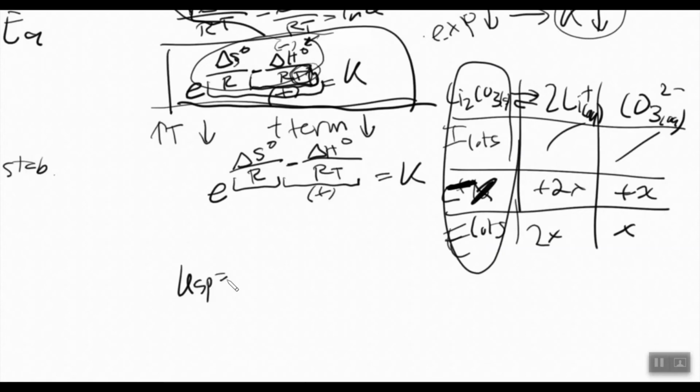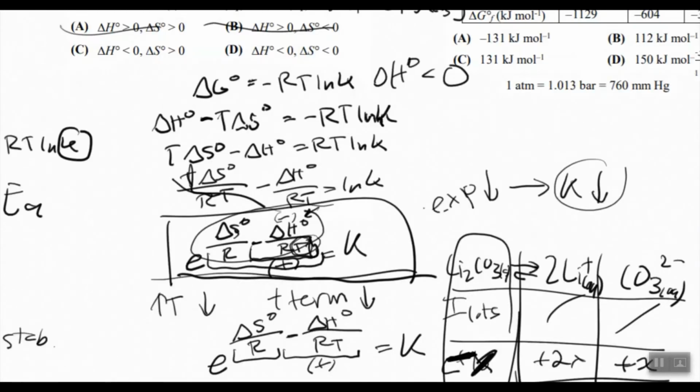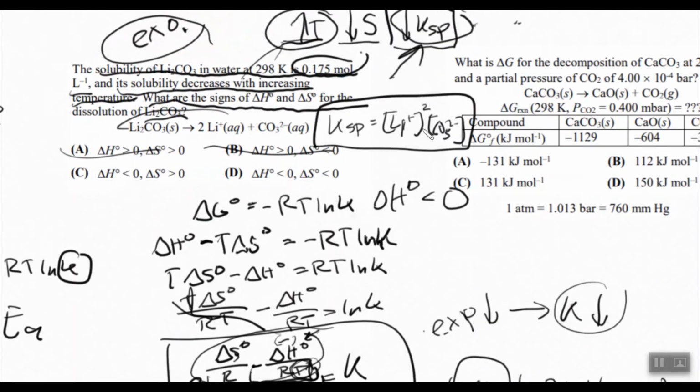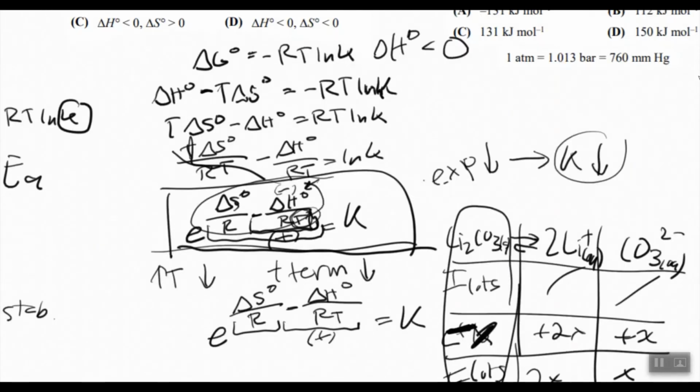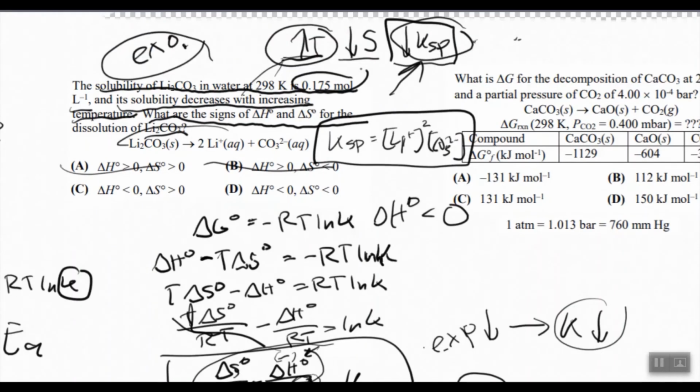So KSP is equal to 2x, and since there's a 2 there, it's going to be squared. We wrote it up here, actually, and we can see that we have to square our lithium concentration, and our carbonate concentration is just x. So we can simplify this to 4x cubed. Now, we actually know what x is. X is simply the solubility, the amount that dissolved. It says it's 0.175 molar. That much of it dissolved.